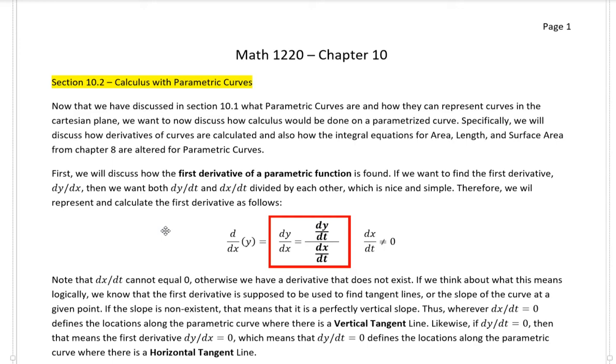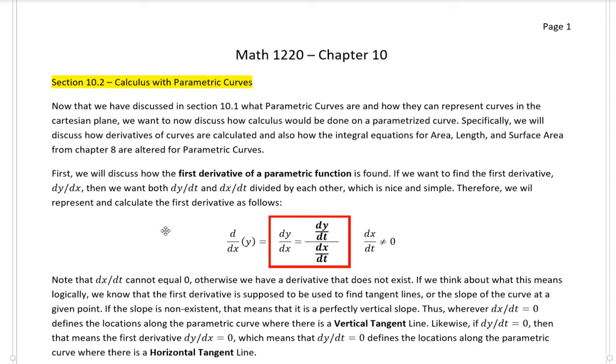In this video, we're going to go further with parametric curves and talk about what we can do in terms of calculus with parametric curves. Really, 10.1 should have been somewhat of a review, because 10.1 and parametric curves in general should have been discussed in Math 1060. However, here we're going to now talk about the concepts that we've been working with in calculus and how those apply to parametric curves.